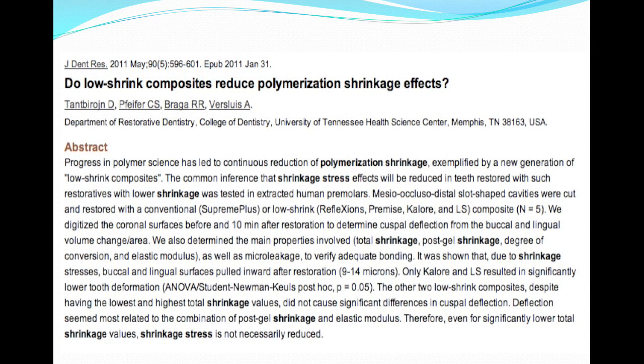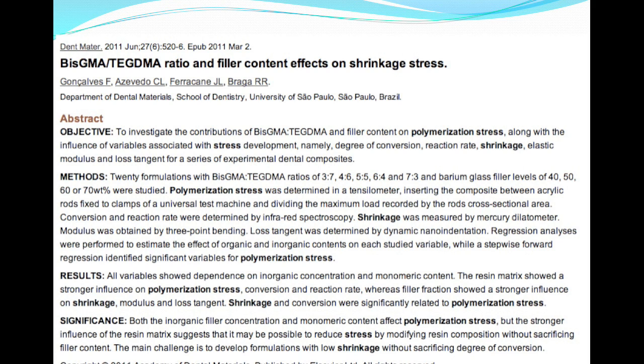Now this is a 2011 study looking at a new generation of low shrink composites. Four such composites were tested, and two were found to significantly reduce the shrinkage but not eliminate it. So it seems impossible to eliminate polymerization shrinkage, so we need to know how to work with it.